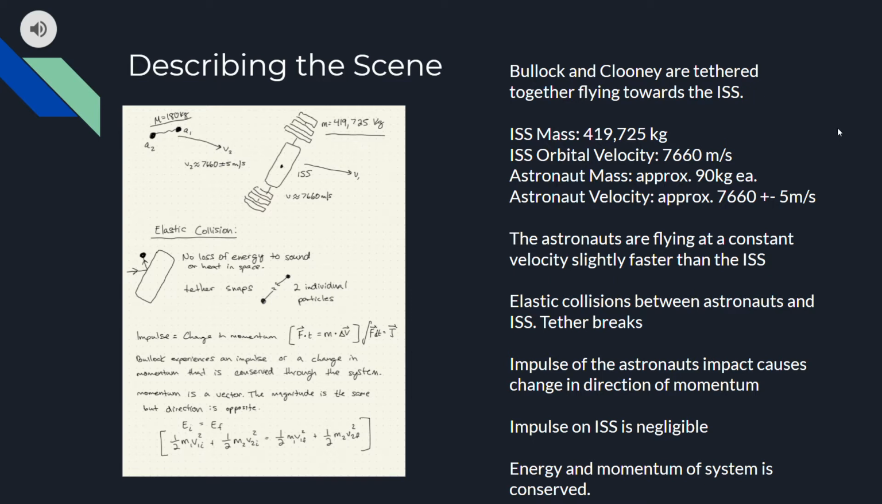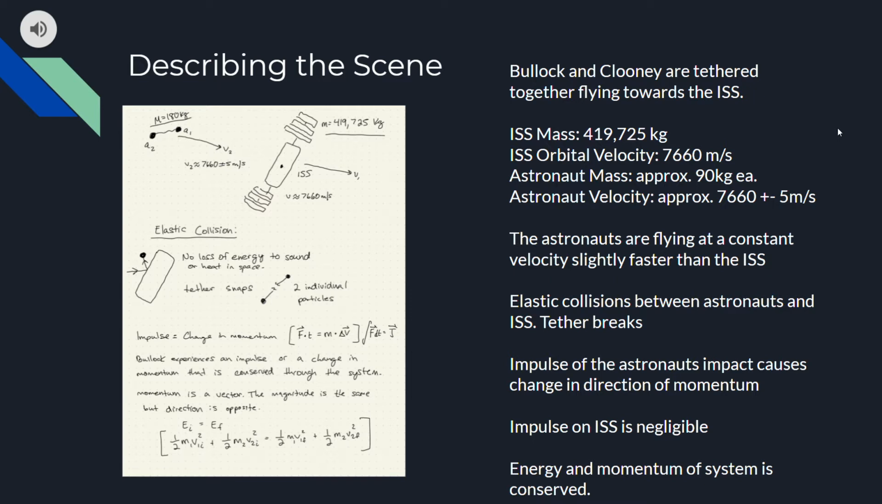Bullock and Clooney collide with the ISS and begin tumbling alongside of it. The astronauts collide with the wing that breaks the tether separating the two of them. The collisions they experience are elastic, conserving all the energy. The impulse from these collisions is causing the change in direction of the momentum. Energy is conserved because there is no loss due to gravity or heat in space.